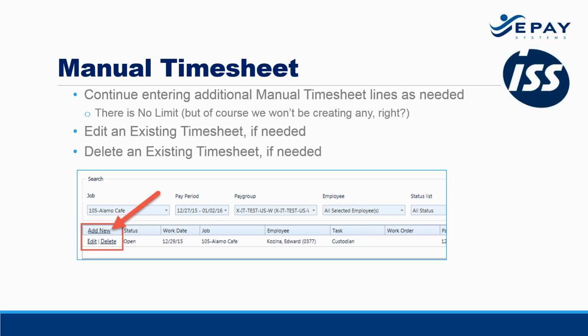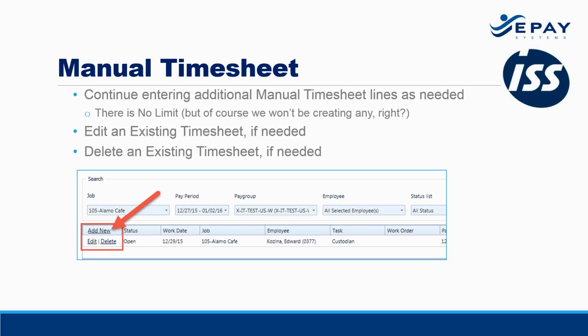But keep in mind, you won't need to be doing this because you won't be creating any timesheets anyway. So all this discussion today on manual timesheets is really for nothing because we'll never have to create manual timesheets. So hopefully that's the norm going forward. Edit an existing timesheet if needed. You can always go back in there and edit a timesheet that's created, or delete one if you've actually created one too many or accidentally entered one that you shouldn't have. So you have the ability to adjust that.